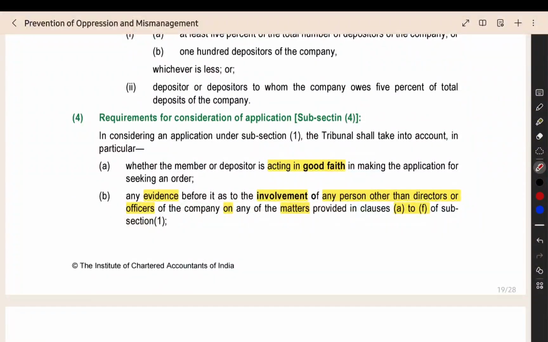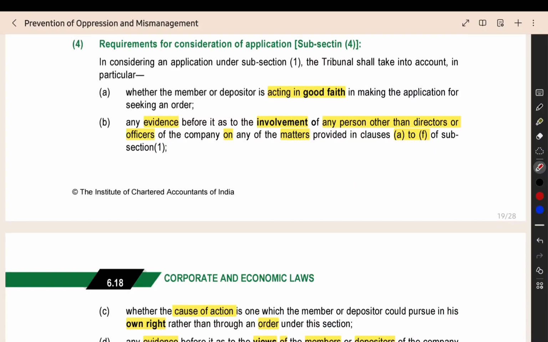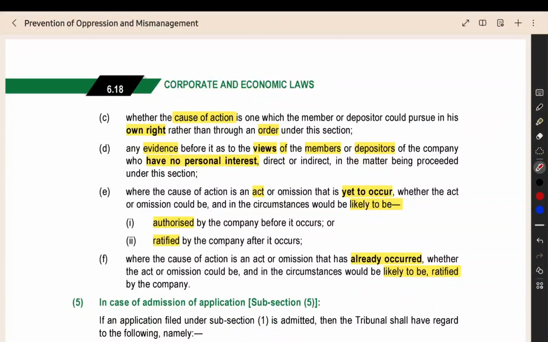Now, the next thing, when an application is made, the tribunal, when it is processing the application to approve it or not, will consider these factors: whether they are acting in good faith when making the application, whether they are doing it for a good cause, or whether they have any other wrong intention. Then, whether any person other than the director or officer of the company is involved in this matter should be examined by the tribunal. Then any evidence before it as to the views of the members or depositors who have no personal interest. There will be other members or other depositors also who are not filing the case, who are not involved in the matter.